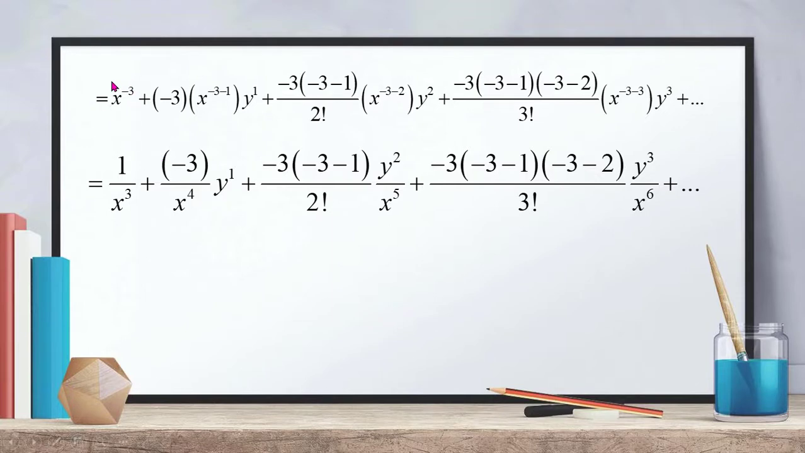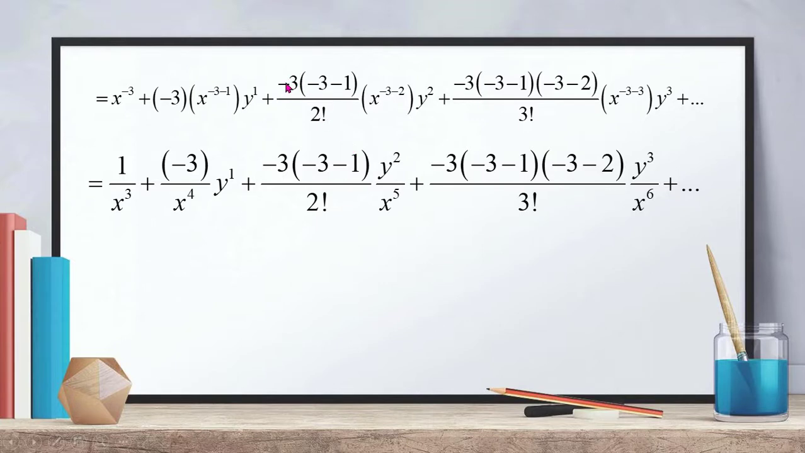According to laws of indices, anything raised to a negative power can be written as its reciprocal raised to a positive power. So I have reciprocated that one and changed the power to a positive. Instead of negative 3, we've got positive 3. Here we've got x to the minus 3 minus 1, so it makes minus 4, and if I reciprocate it, it becomes positive 4. The y to power 1 is that one there.